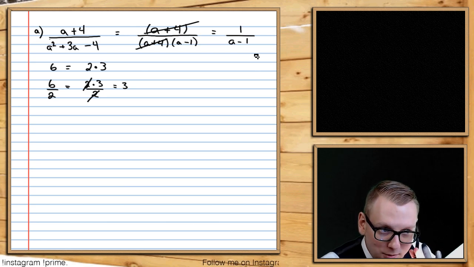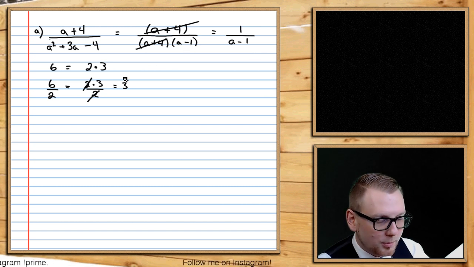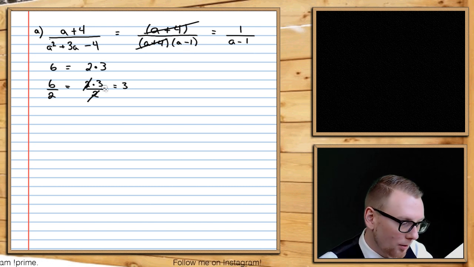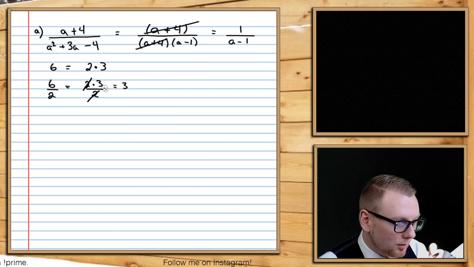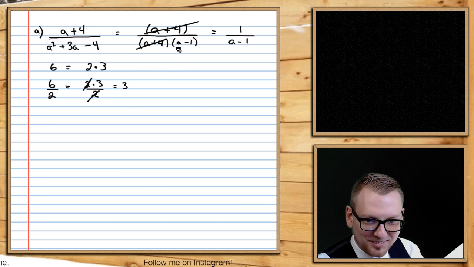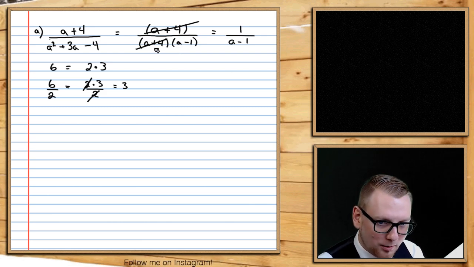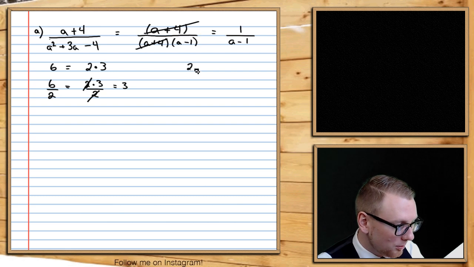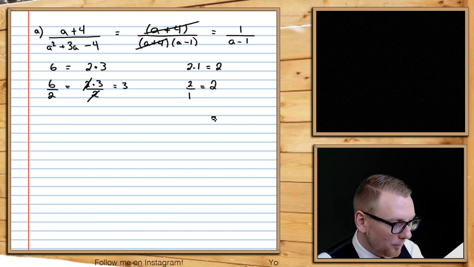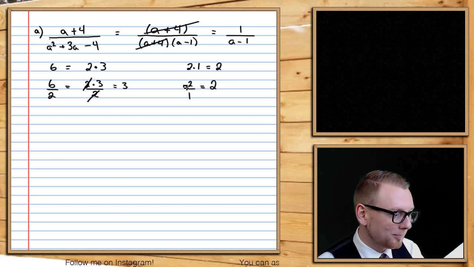Okay, now the question says state any restrictions. Because it's always implied that everything is multiplied by 1. Everything is multiplied by 1, also divided by 1, because 2 times 1 is 2, and 2 divided by 1 is 2. It's always implied.